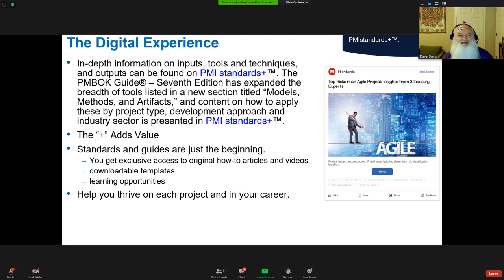So this digitizing is to be able, as they say here, to expand the breadth of tools for models, methods, and artifacts. And it's going to be giving you more along the lines of practical case studies and ways to implement these tools. The plus adds value. Got to put in a little marketing, I guess. And that's the standards and guides just the beginning, and exclusive access to how-to articles. By the way, this little screen here on this side is an example of an output from a query into the Standards Plus.